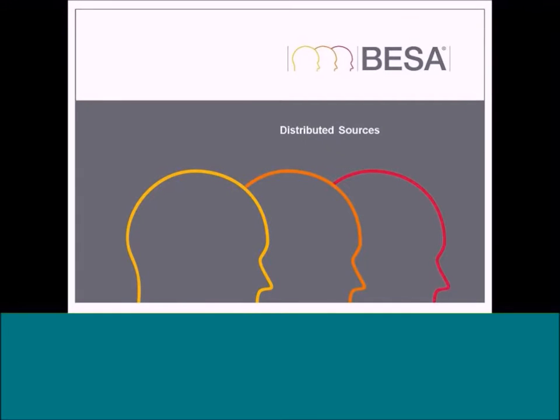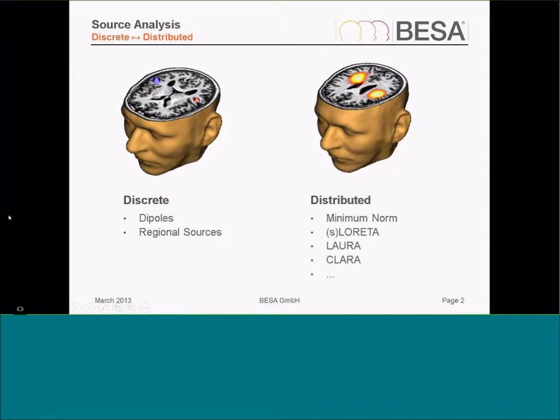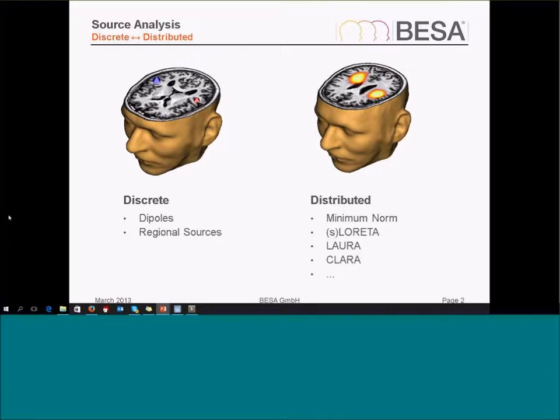So distributed sources. This is a difference in approach from the discrete source modeling. So far we've always looked at dipoles and regional sources in the discrete modeling, and now we want to look at distributed modeling. So we want to look at minimum norm, sLORETA, LORETA, LAURA, CLARA, etc. So what's the difference? In distributed source modeling, we subdivide the brain into a regular grid, and we put a source on each node of this grid. So we no longer work with 2 or 3 sources, we work with hundreds and thousands of different sources.